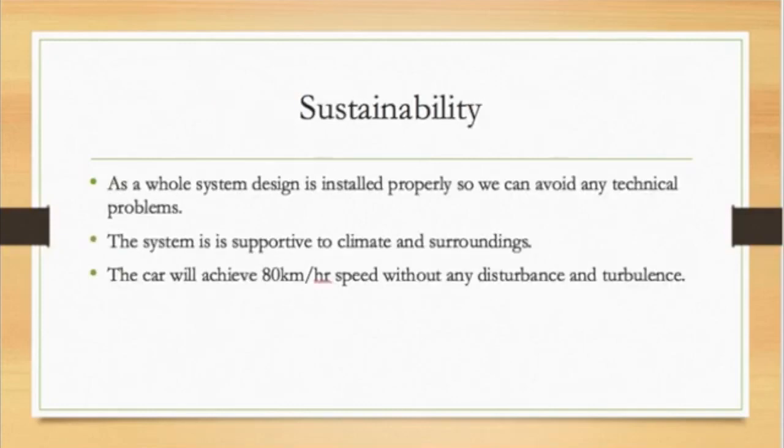Next is going to be sustainability. The motor we select has to be supportive to climate and surrounding. This means that it has to be able to work in all 4 seasons and during harsh weathers such as sandstorm or raining. Also, the motor we select has to be able to reach 80 km per hour and maintain this speed without any problem.